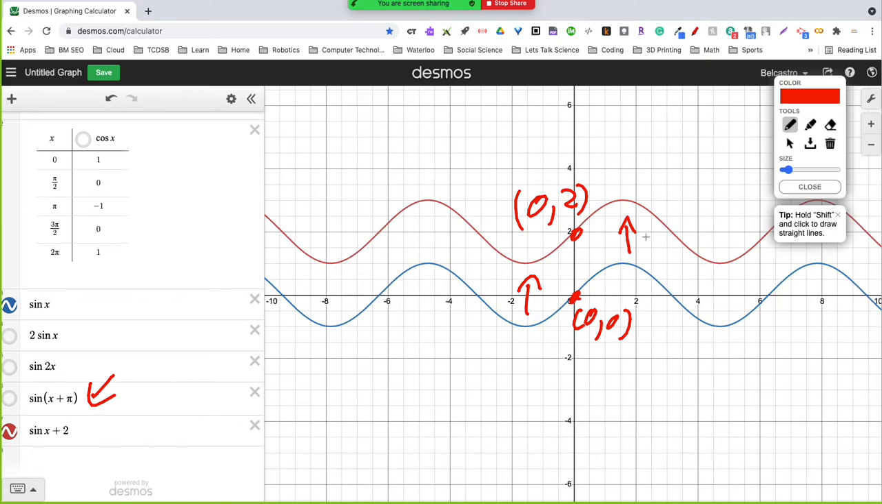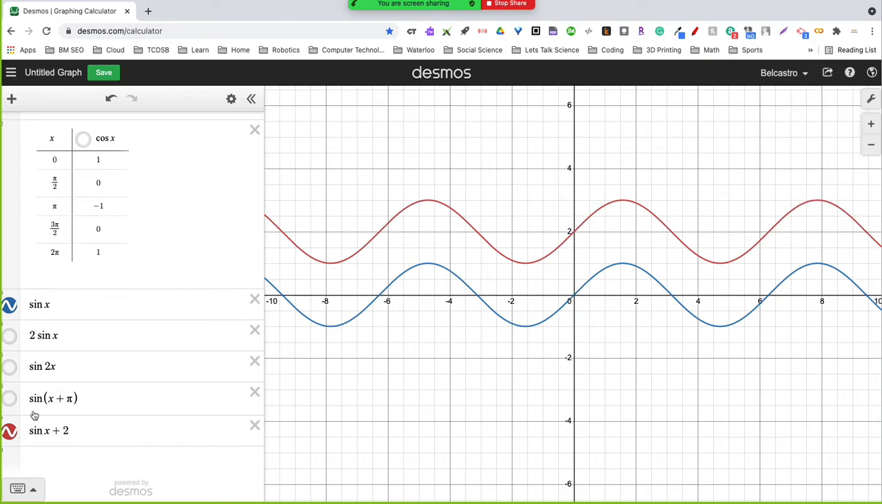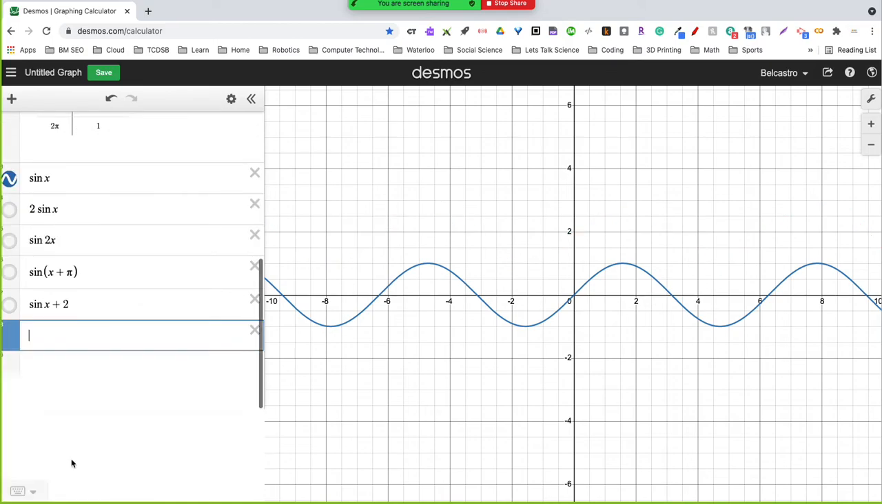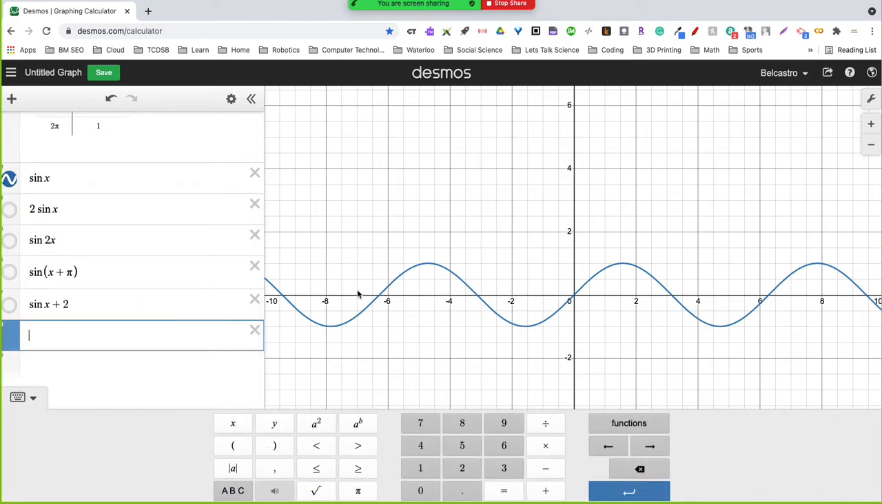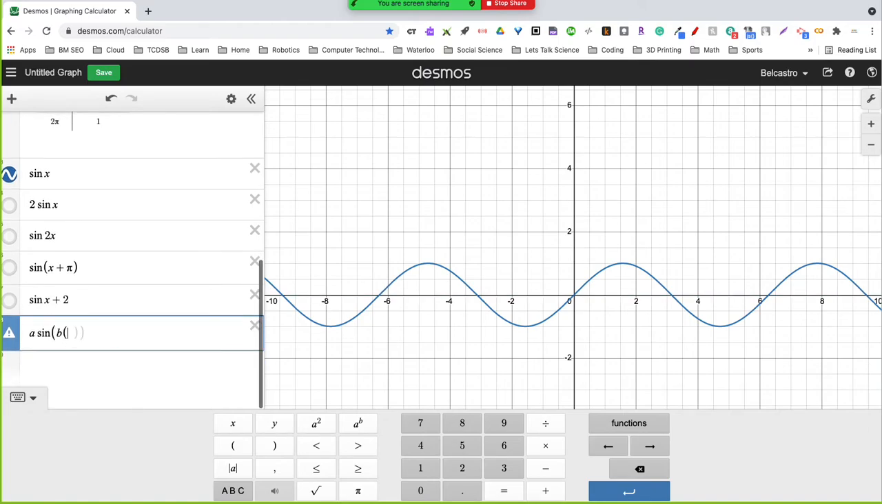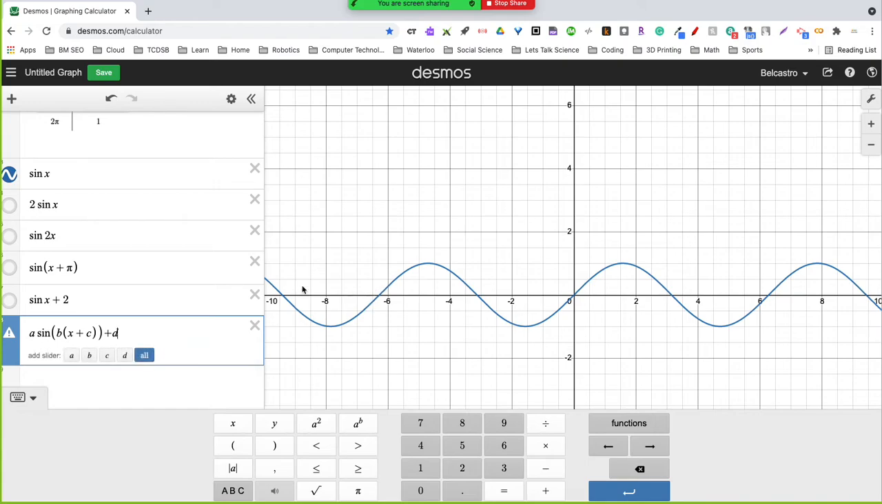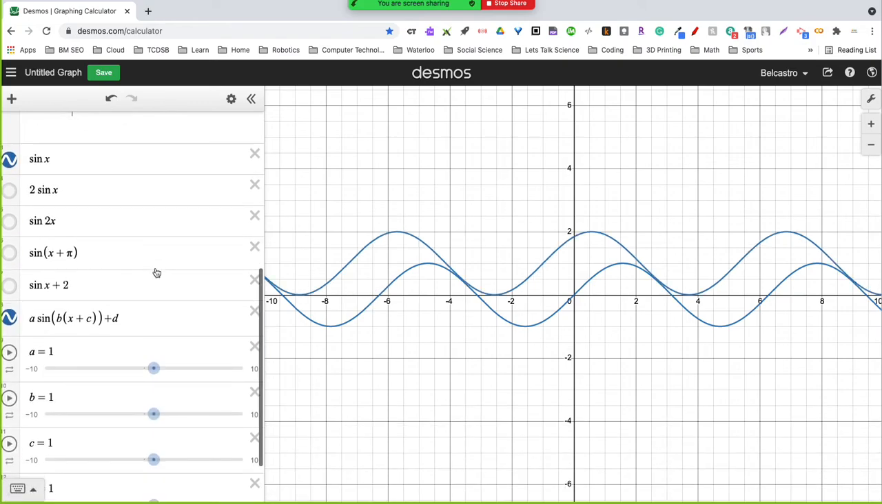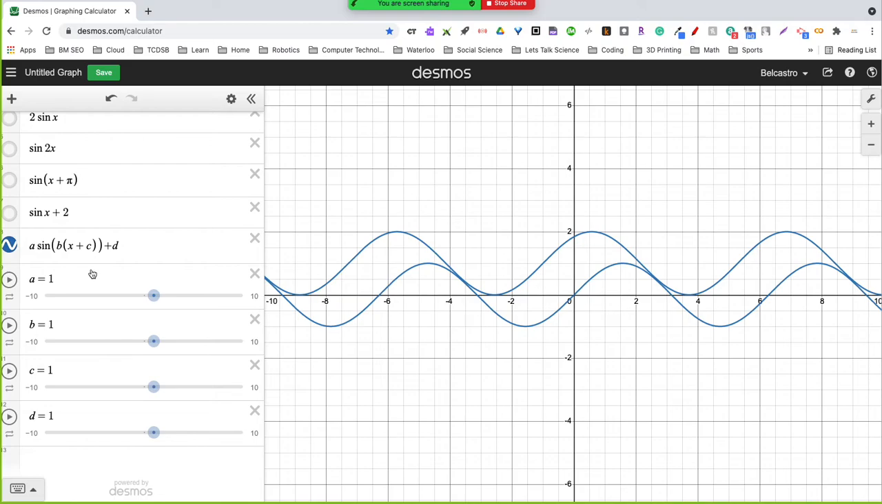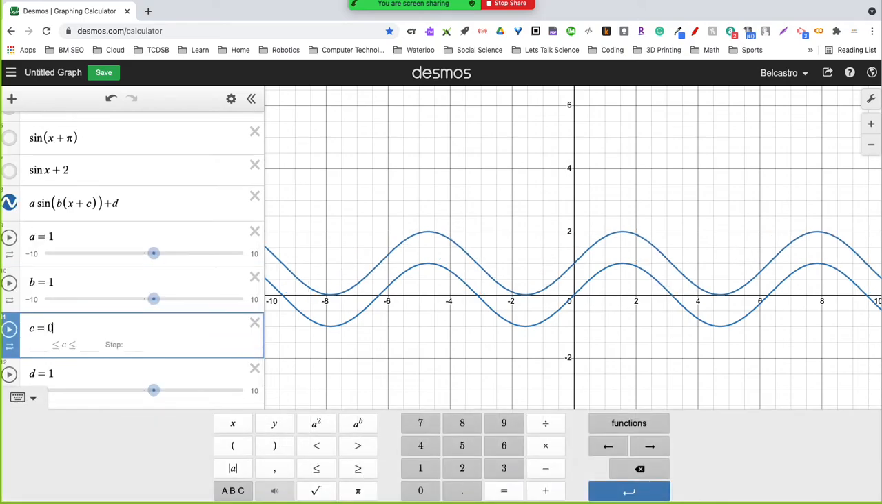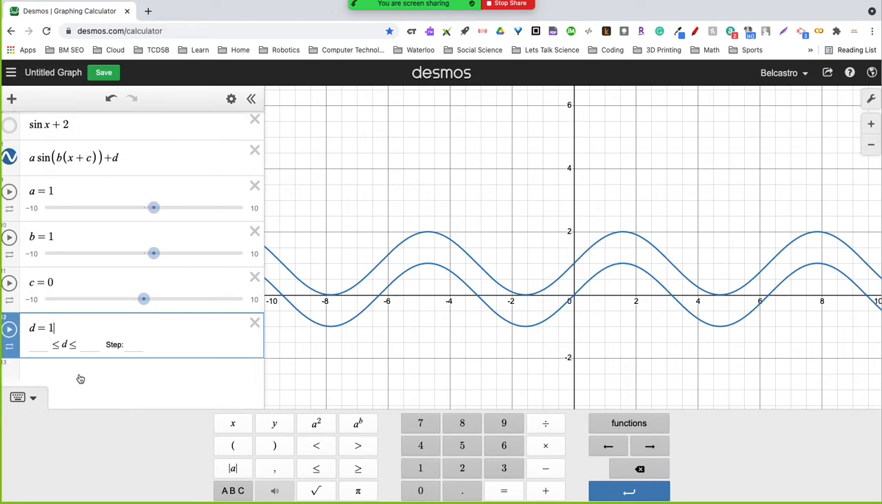So another way you can look at this stuff, and I usually find this one the best one to look at it, is I'm going to write it out here. A sine bracket b bracket x plus c, plus d. Okay, I'm going to make sliders. They call these, and the a slider is going to be 1. The b slider should be 1. The c slider should be 0 to start, and the d slider should also be 0.